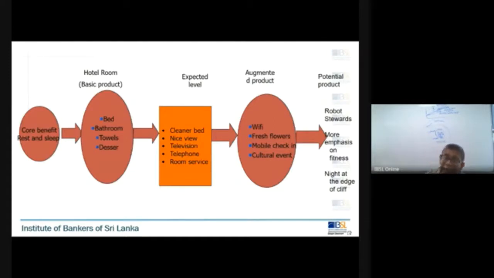Okay, so adding new features to your product and services, we call that augmented. I think just a brief introduction about the product levels. Remember, every time you need to add value to your product, it comes to your augmented layer. After some time, augmented becomes expected because everybody is giving it, nothing new. Okay, right, so I hope you have a little bit of an idea about what the product levels are.